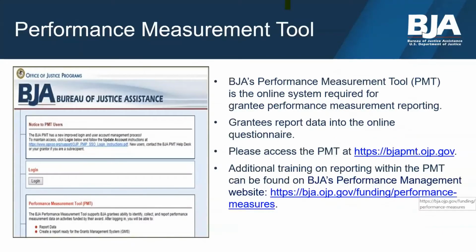You can also access your performance measurement questionnaire in the PMT. The PMT is the online data collection tool for OJP's grant recipients and is available year-round. The PMT contains a lot of information and tools to assist you in your reporting process. You can access the PMT at the link listed here. This slide includes a screenshot of the login page.